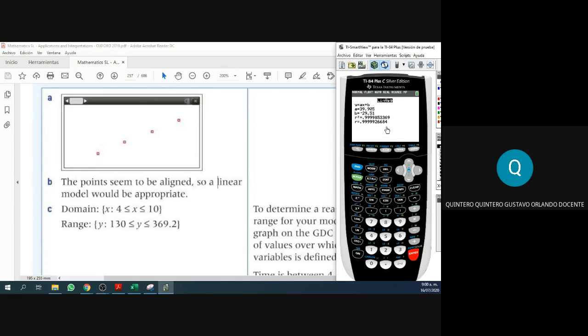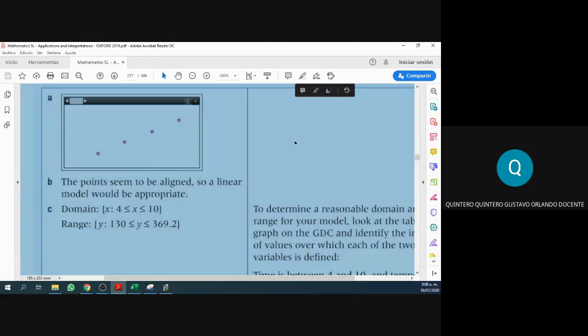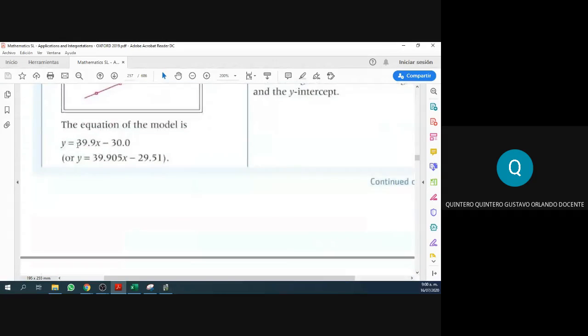This is the same process that we use to find the R, the Pearson coefficient. Do you guys remember this? The coefficient for Pearson. All right. Beautiful. So here's the model. We have a, 39.905. This is the value of the slope. And then we have negative 29.51. This is the value of the y-intercept. All right. So we have our model here.